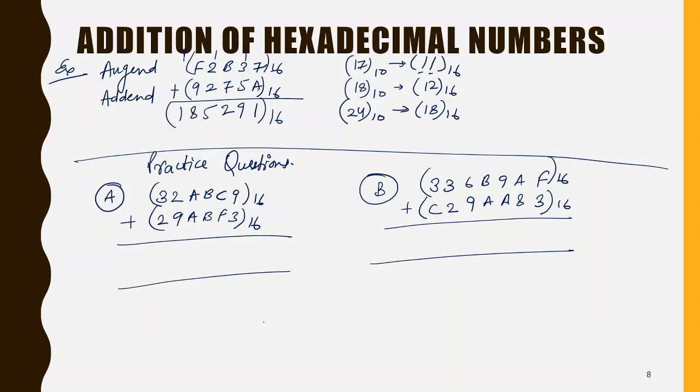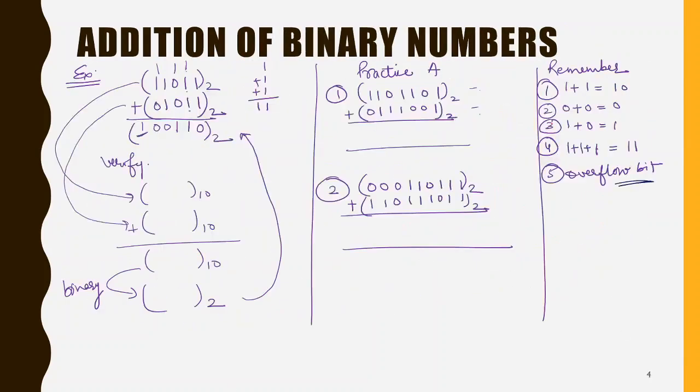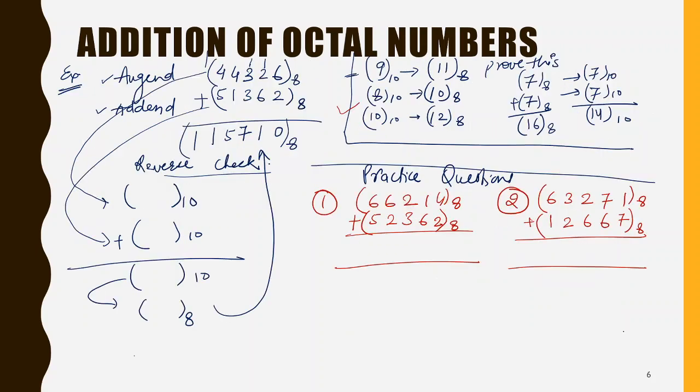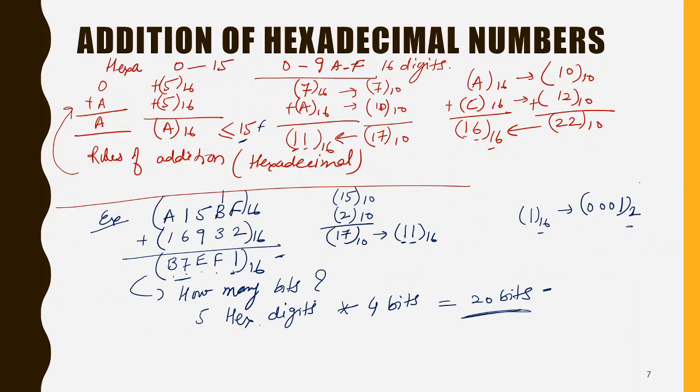So this completes our addition of various number systems. First we saw addition of binary numbers, where you have to remember these rules, and then we saw addition of octal numbers, where you have to remember these rules. Whenever you have some confusion, directly convert into decimal, perform the addition in decimal, and then convert back into the particular number system. If it is octal, convert it into octal, and if the number system is hexadecimal, convert it into hexadecimal.